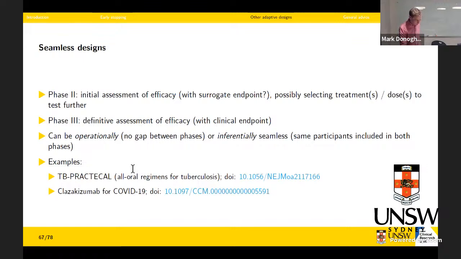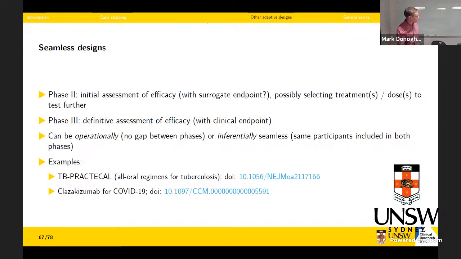This TB practical study was one about trying to cut down the burden of treatments for tuberculosis. So second line treatment for that used to involve up to 20 tablets a day for up to 20 months, which you can imagine is quite burdensome. But they wanted to test 3 new regimens that had fewer tablets a day and that only required 4 months of treatment.